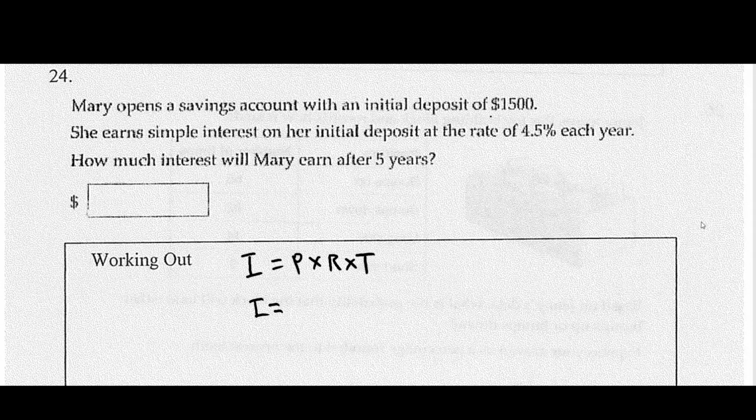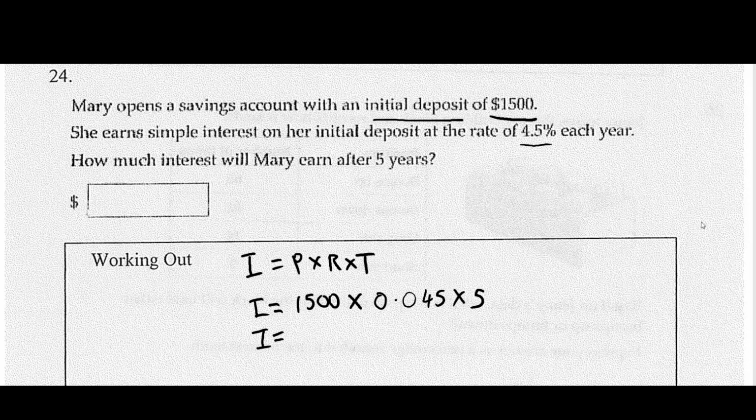The principal is your initial deposit. We call the initial deposit the principal, which is 1,500, times the rate, which is 4.5%, or 0.045, times the time, which is 5. The interest is $337.50.